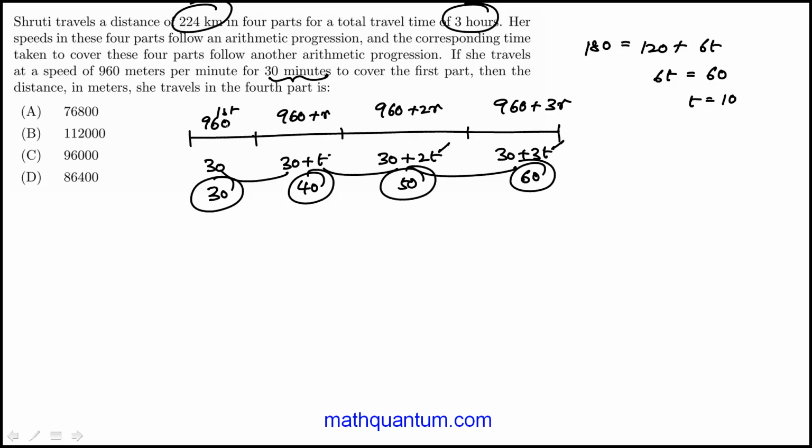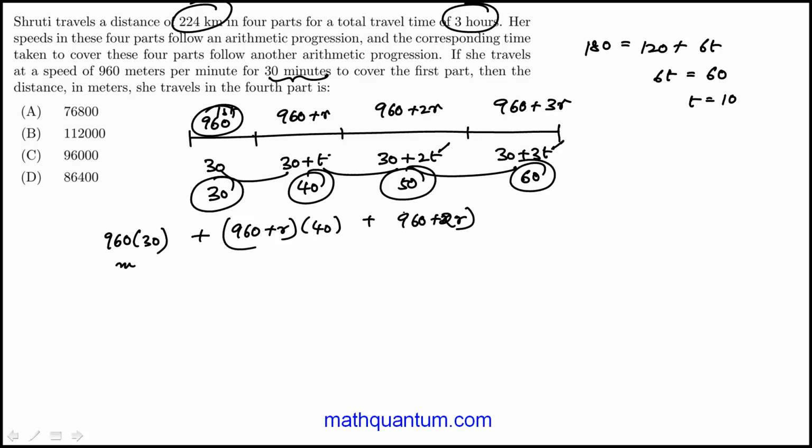So the distance for the first leg would be the speed in meters per minute times the time. And note this is in meters. Then we do the same thing for the second one. So we'll get this algebraic equation. And then third one, this is what will give us r. So it can be kind of confusing and messy. 60, and that has to add up to 224 kilometers, which is this many in meters, multiplied by 1,000.